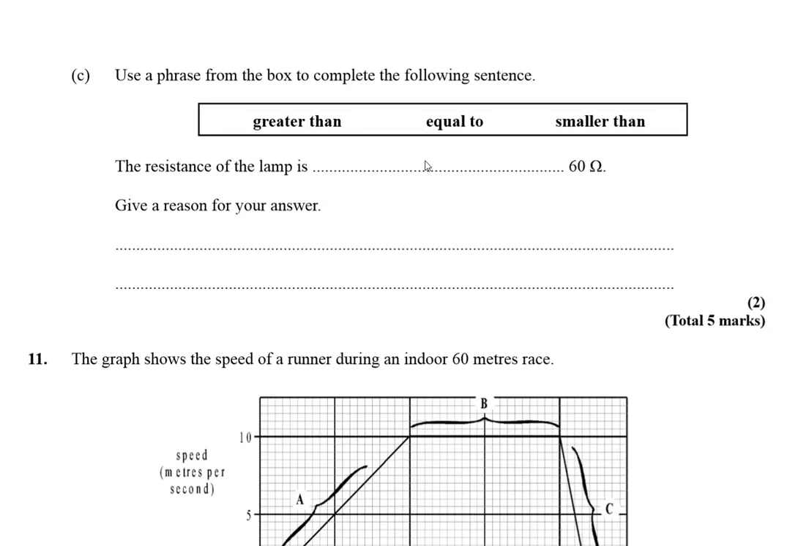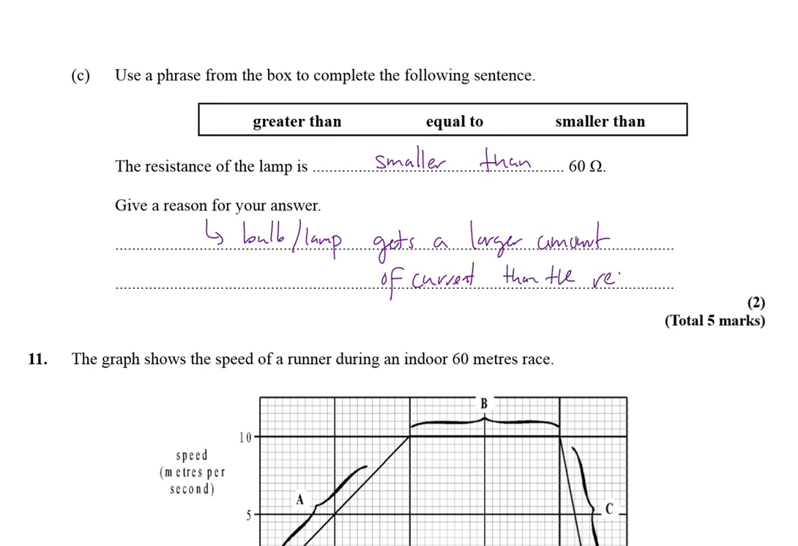Okay, so therefore the resistance of the bulb is smaller than this, and here are the reasons why I told you. Because the bulb, or the lamp, gets a larger amount of current than the resistor.